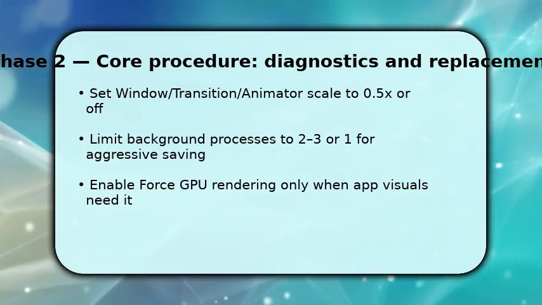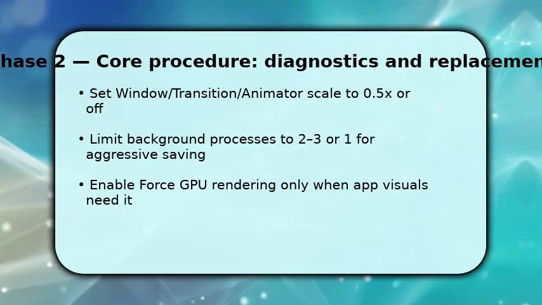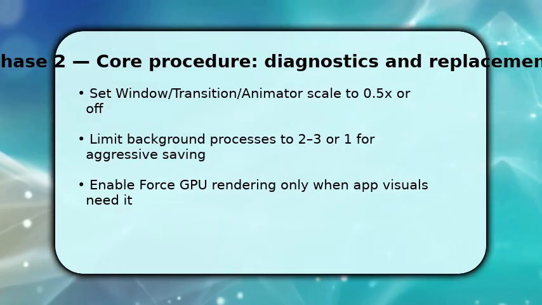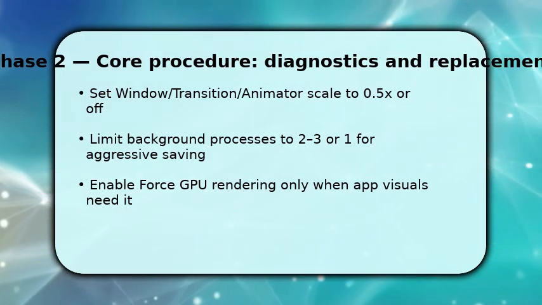First, reduce window, transition, and animator scale to 0.5x or off to shorten animation time. This makes the UI feel faster.